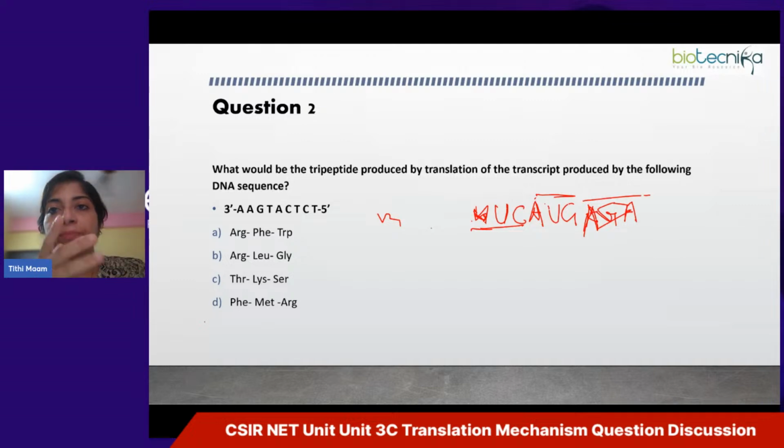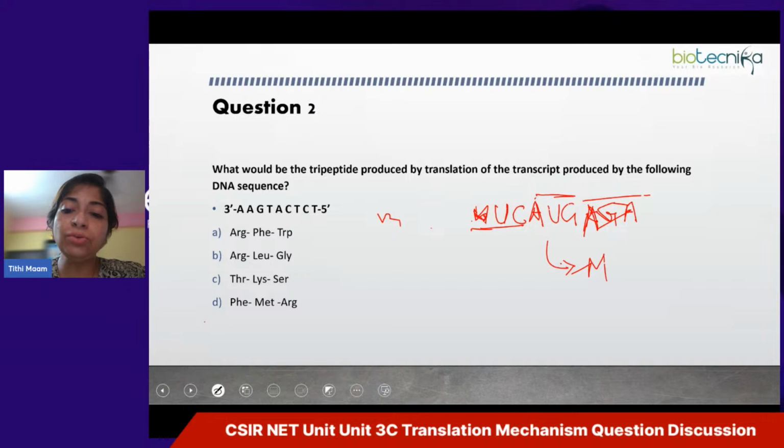You know AUG, right? AUG is the initiation codon. In the middle there is AUG, so AUG will code for methionine. It does not matter whether AUG is present in the middle or in the beginning, AUG will always code for methionine. AUG is the single codon that codes for methionine. So if it is AUG in the middle, it has to be methionine.